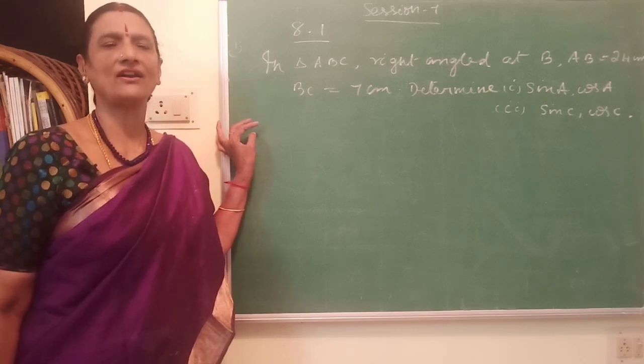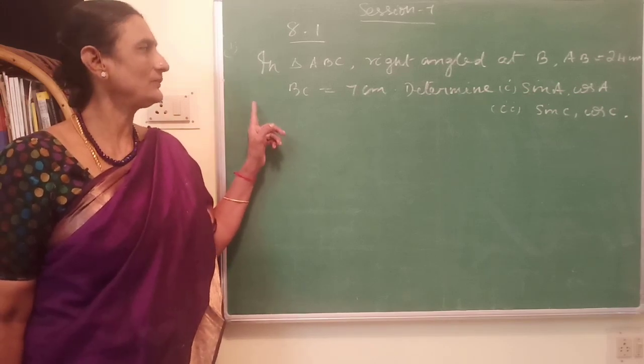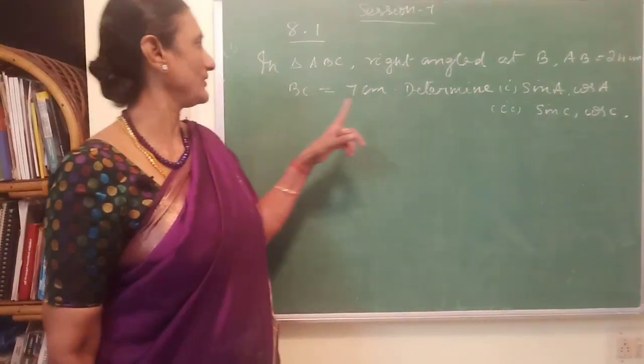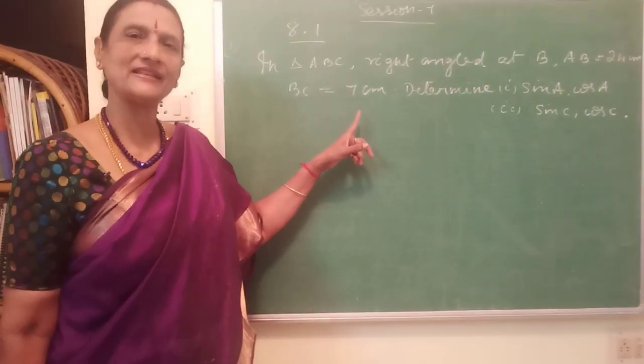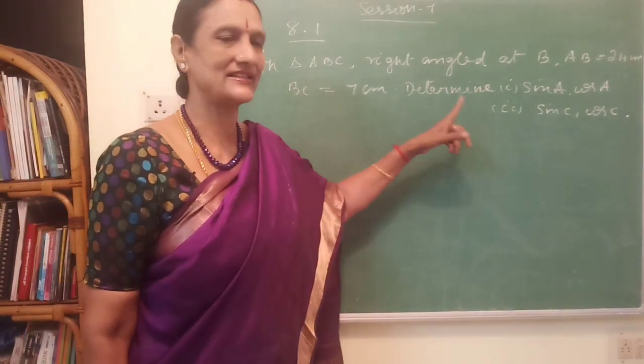Okay, are you all ready? Come on, take down the first sum. I'll read out the sum for you. In triangle ABC, right angled at B, AB is equal to 24 cm, BC is equal to 7 cm. Determine sin A, cos A, sin C, cos C.